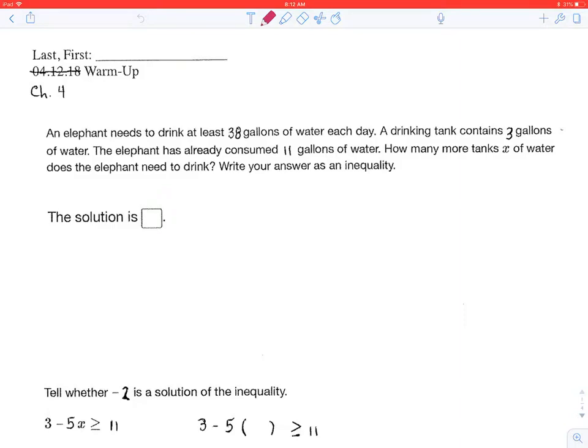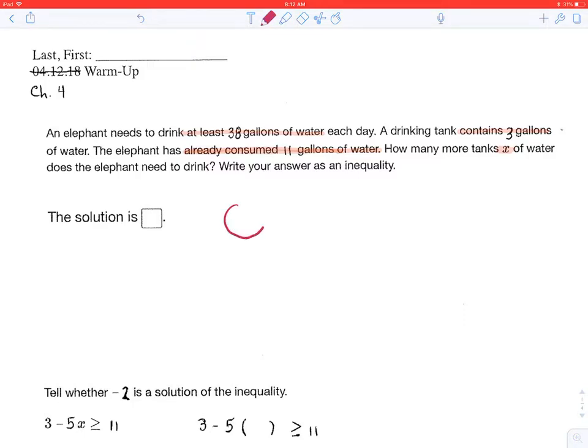We're going to begin with the elephant problem, which states that an elephant needs to drink at least 38 gallons of water each day. A drinking tank contains 3 gallons of water. The elephant has already consumed 11 gallons of water, so I'm highlighting all our important information. How many more tanks X of water does the elephant need to drink? Right, your answer is an inequality.